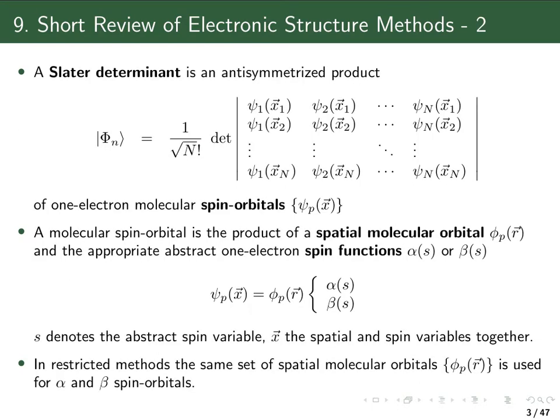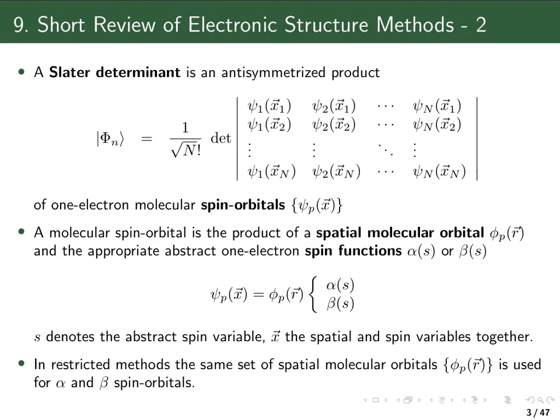Now, a Slater determinant is nothing else than just an antisymmetrized product of spin orbitals. The Slater determinant is just a convenient way to produce all the permutations of the spin orbitals which are necessary to make the wave function antisymmetric under permutations of the indices of electrons. Now, a spin orbital, for which I will use the symbol small psi, small because it's a one-electron function, and psi because it's a spin orbital.